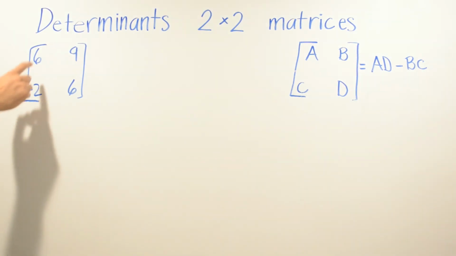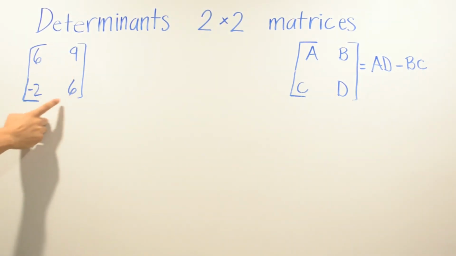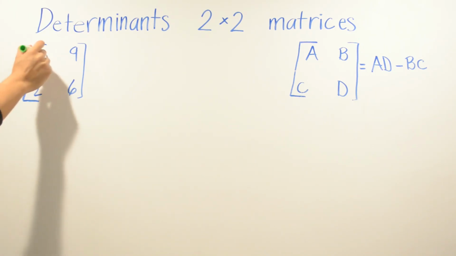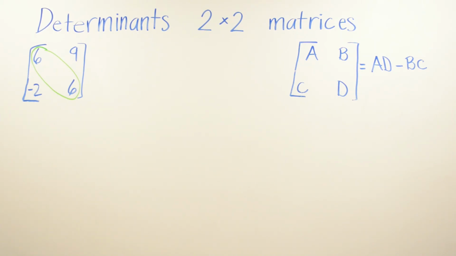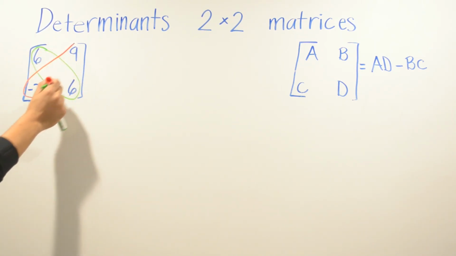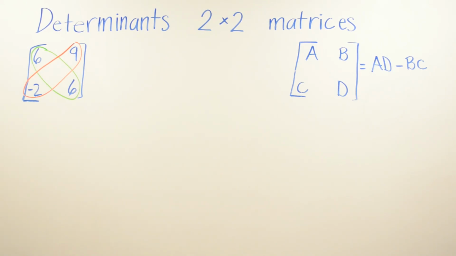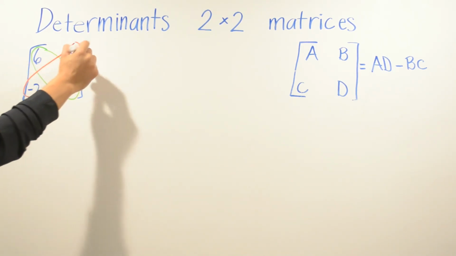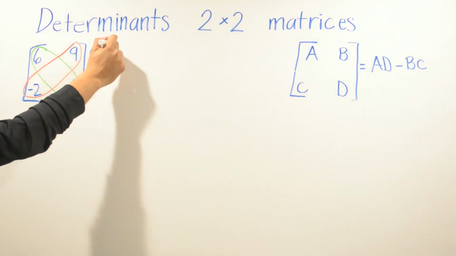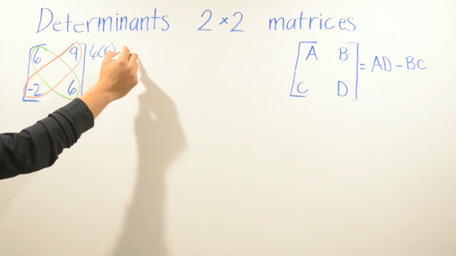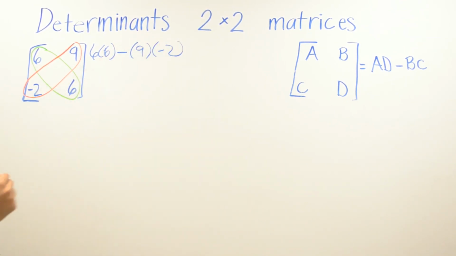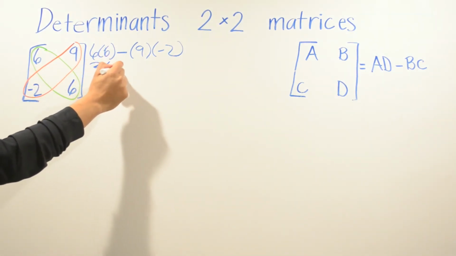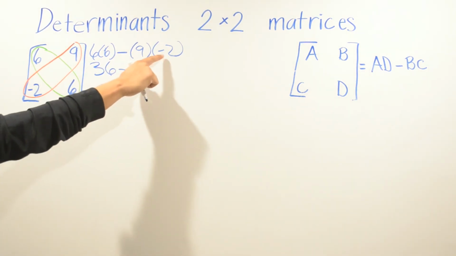In this example, we're using 6, 9, -2, and 6. So we're going to cross multiply. We're going to multiply 6 times 6. And we're going to multiply 9 times -2. So we're going to multiply 6 times 6 minus 9 times -2. So 6 times 6 is going to be 36 minus 9 times -2, which is going to be -18.